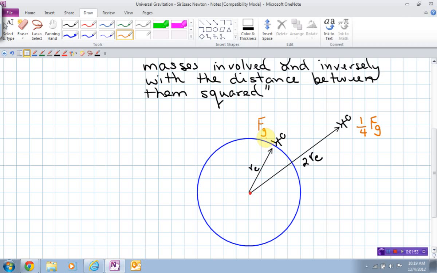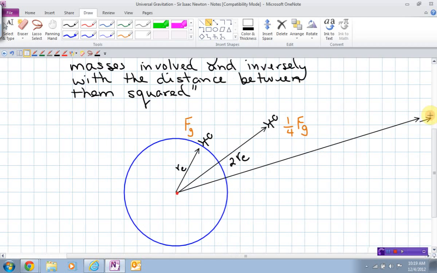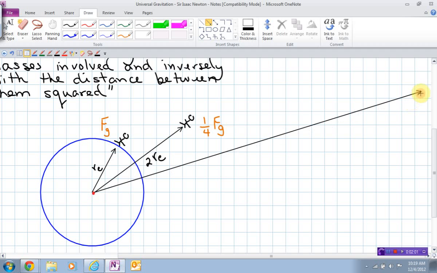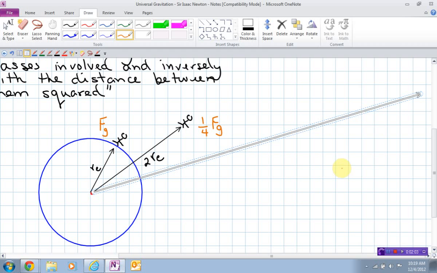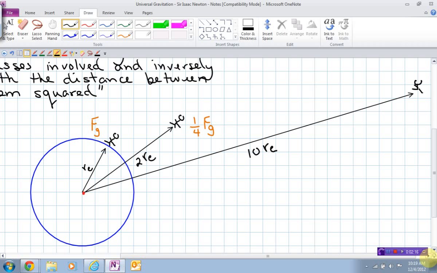Now, I can't show you in this particular one, but you can imagine that if we could take the same thing and put the little man way out here at a distance equal to, say, 10 times the radius of the Earth, then the force that this person will experience will be equal to 1/100th of the force of gravity that he would experience on the Earth. That's what I mean by the inverse square relationship between distance and force.